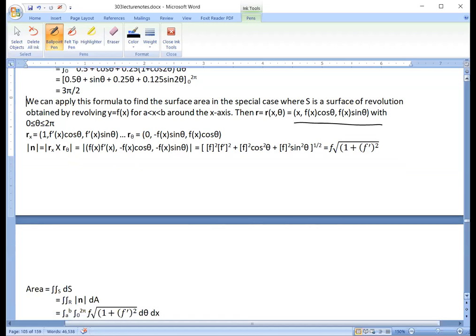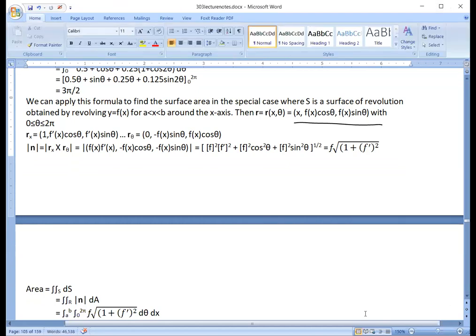So we're given that x goes from a to b, and theta goes from 0 to 2 pi, and then we're integrating this thing: f times the square root of 1 plus f prime squared. And that's f of x, and I should fill that in. That was f of x and f prime of x, just as a reminder.